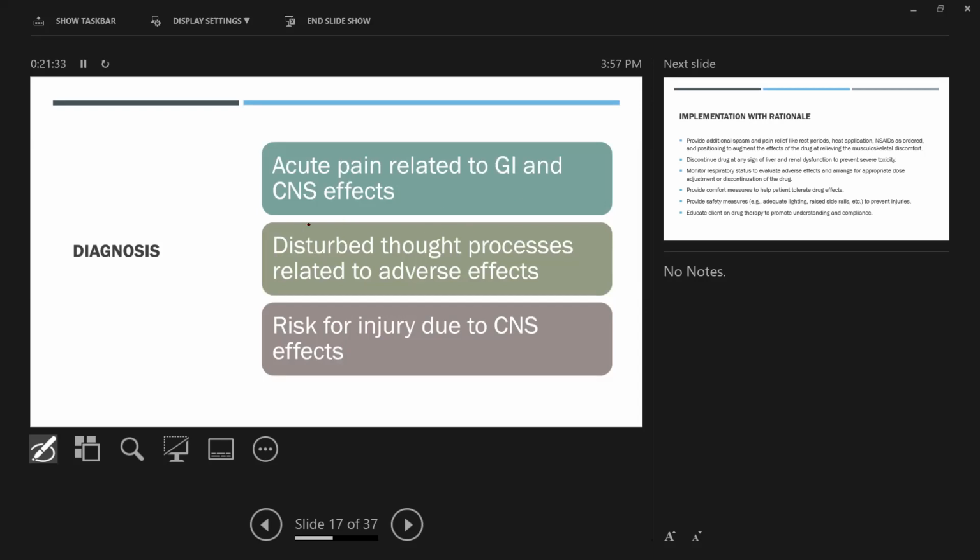So throughout the course of treatment, you want to assess pain, make sure their pain is going down. Then you want to assess any GI and CNS side effects. Those are the most common side effects, GI and CNS side effects. You also want to be aware of disturbed thought processes related to adverse effects. Are you seeing confusion? Are they having hallucinations? Is their behavior changing?